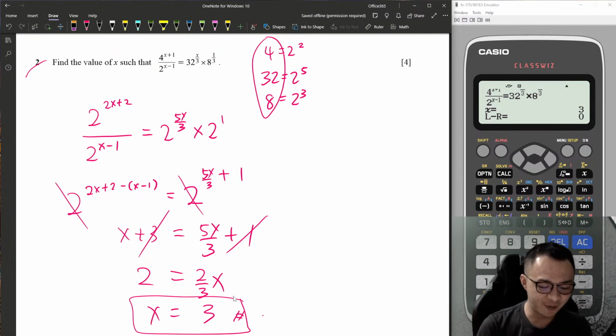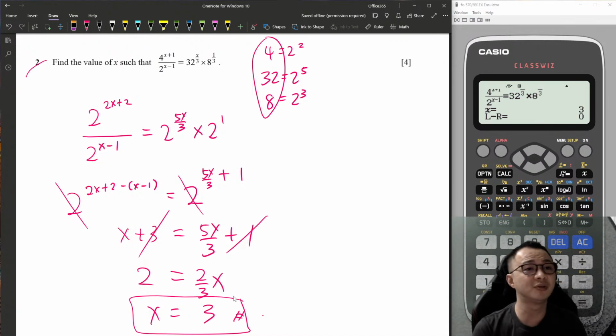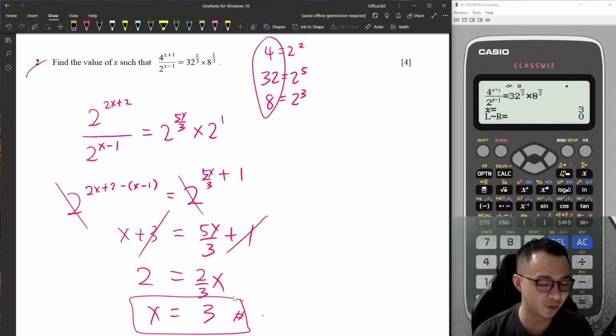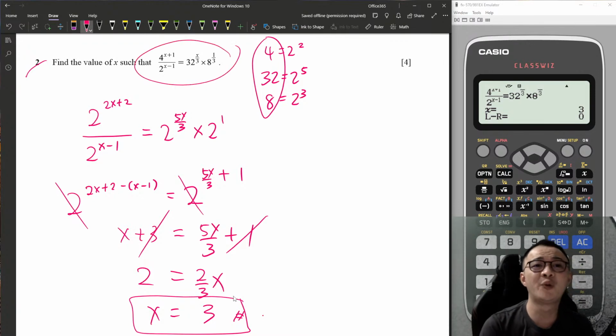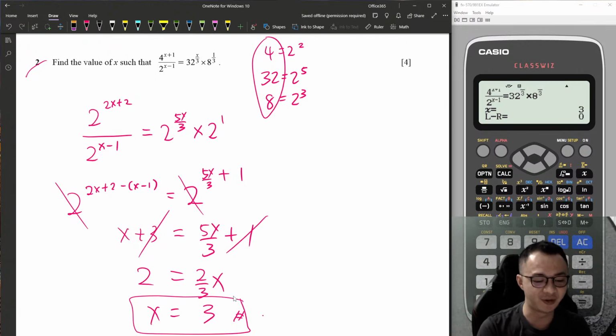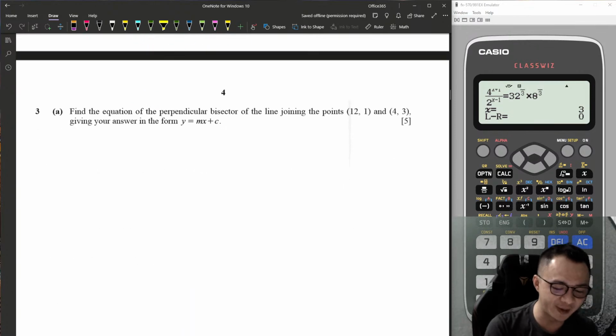Alright, so if you got a different answer, then make sure you check your working, see which step you did wrong. Whenever you have a question with one unknown, which is like x only, most of the time you can check with your calculator whether your answer is right or wrong. And whenever you can check, you must check. Do not waste the mark like that.